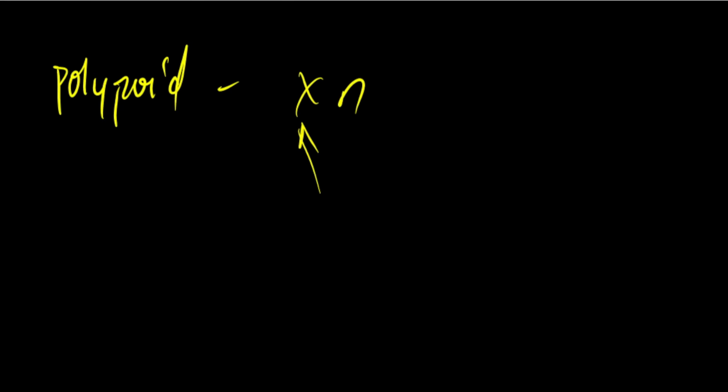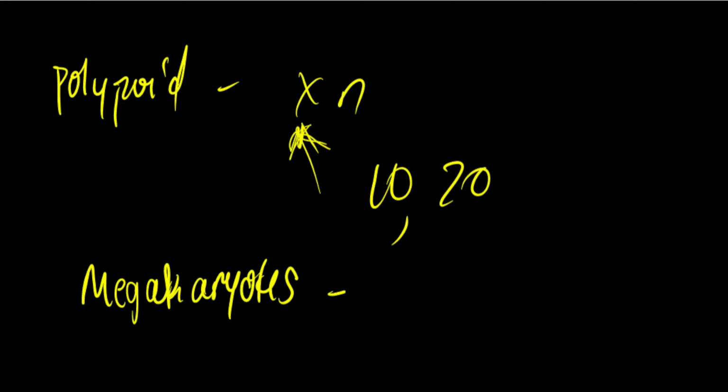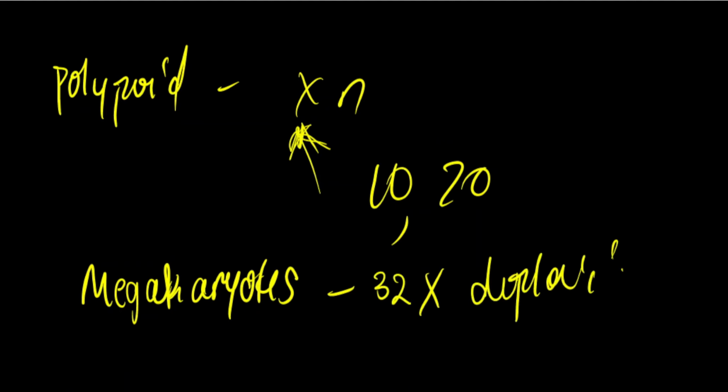We could also have polyploid. We could have the term polyploid, where we could have xn, where x could be very large numbers like 10, like 20, and so on in a particular cell. For example, in megakaryocytes, we have about 23 times the number of chromosomes that we have in a diploid. So this would be about 64n. This is polyploidy.